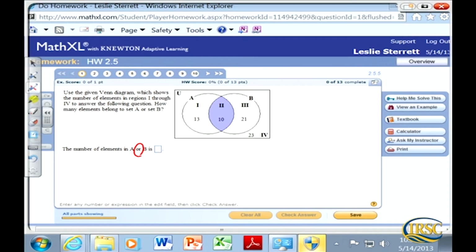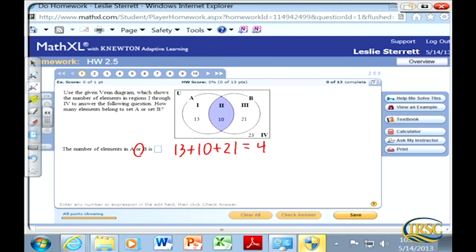So that's the first thing I want you to look for, your key words. What's the key word in the sentence? Or. And so what does that tell you that you're looking for? The union. Good. So the union means that we're looking for everything that's in A or B. So what numbers am I adding up? Okay, 13, 10, and 21 is correct in any order that you guys threw it at me.